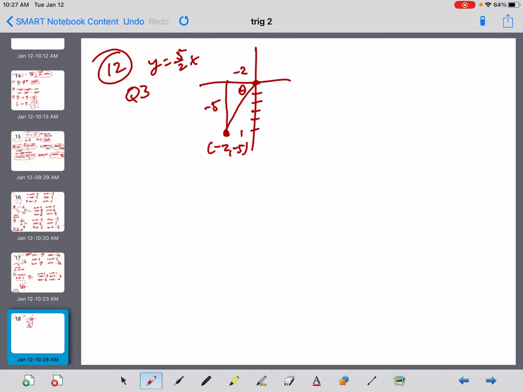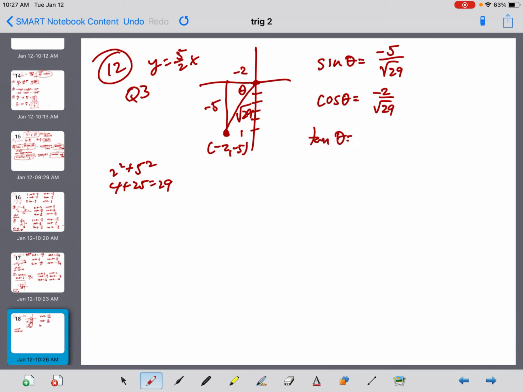So there are my legs. I can do 2 squared plus 5 squared to get my hypotenuse. 4 plus 25 is 29. So the square root of 29 is the hypotenuse. And now I can set them up. Sine theta is equal to opposite over hypotenuse. Cosine theta is adjacent over hypotenuse. So they're both negative. Tangent's going to be positive, though. Tangent's going to be 5 over 2.